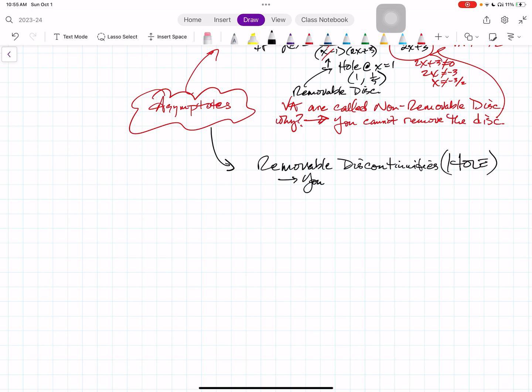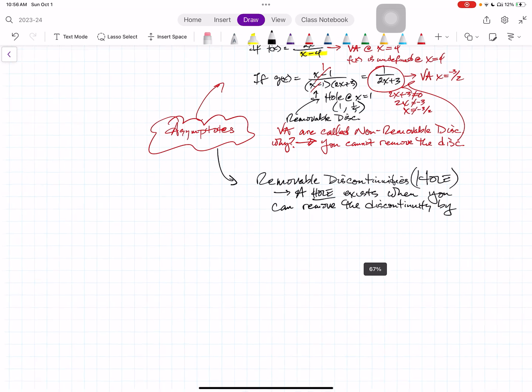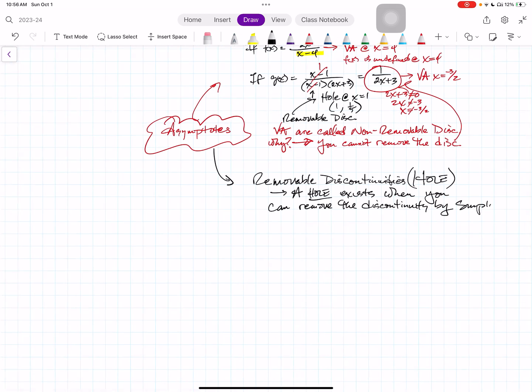Here's the key concept. A hole exists when you can remove the discontinuity by simplifying. Okay, and that's the key idea.